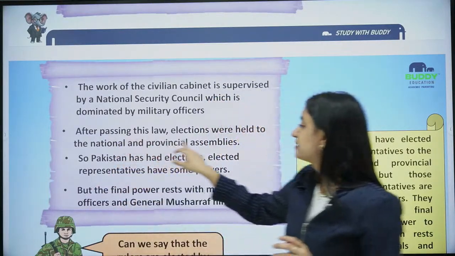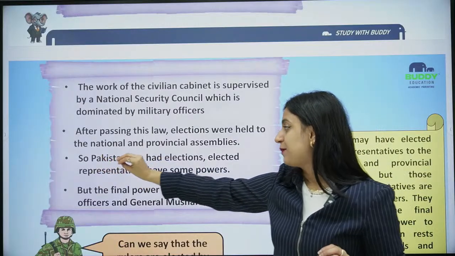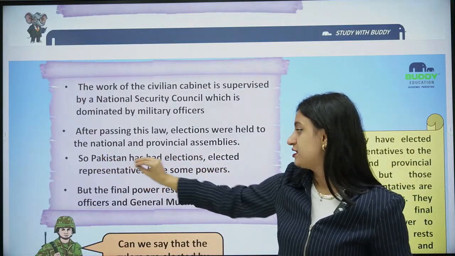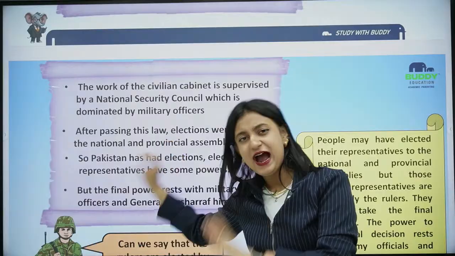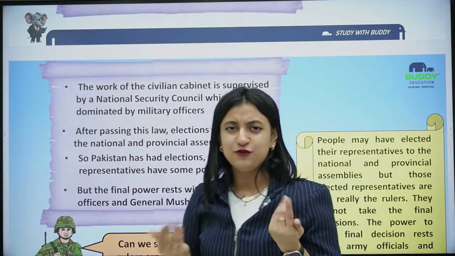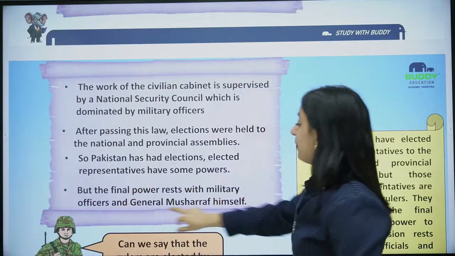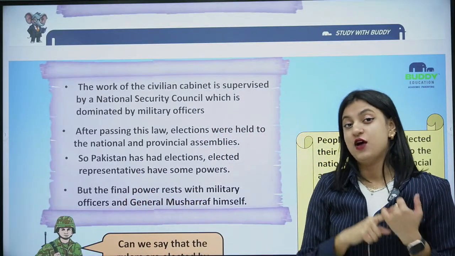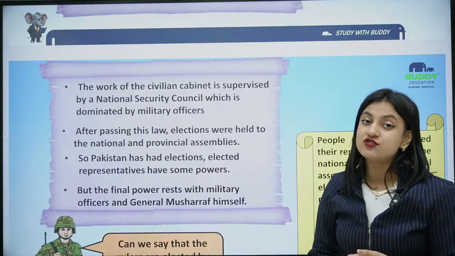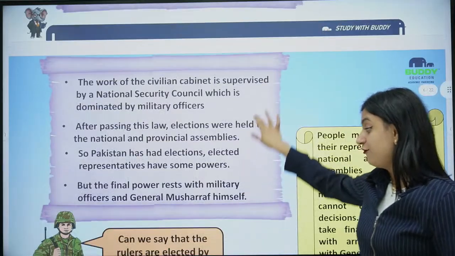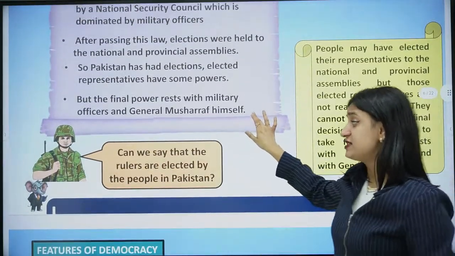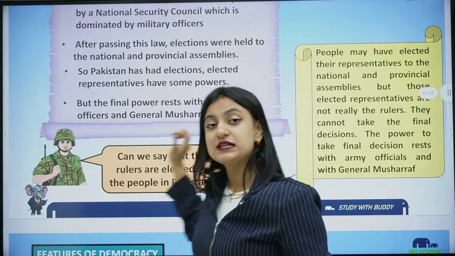Okay. After passing this law, elections were held and Pakistan had elections, and elected representatives have some powers. So they had elections, they were like, no, we'll give you powers but little. So they gave very little powers to other people, but the final power rests with the military officer and General Pervez Musharraf himself. So can we say that the rulers are elected by people in Pakistan?